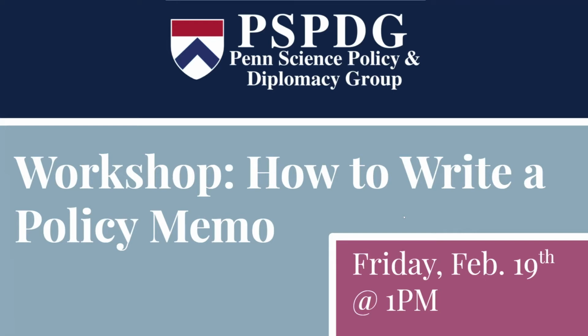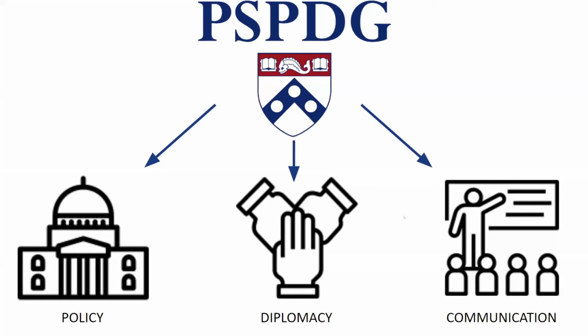As a quick intro, this workshop is put on by PSPDG, Penn Science Policy and Diplomacy Group. We are a group of students here at Penn, a lot of grad students, with undergrads and postdocs as well, broadly focused on teaching scientists how they can have an impact on how their research, and how other research, is applied in the world. We do that through three main branches.